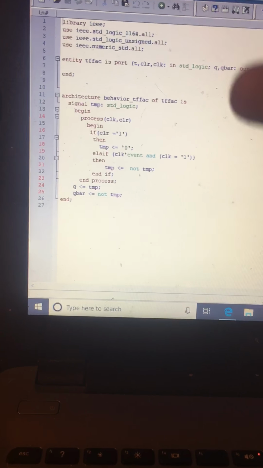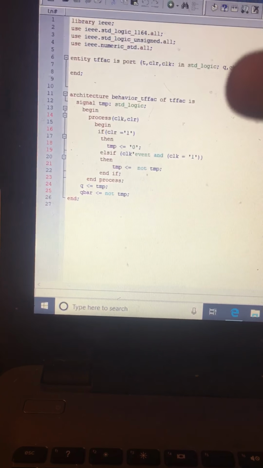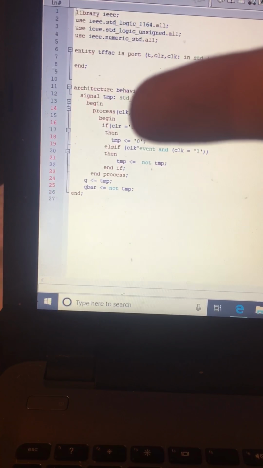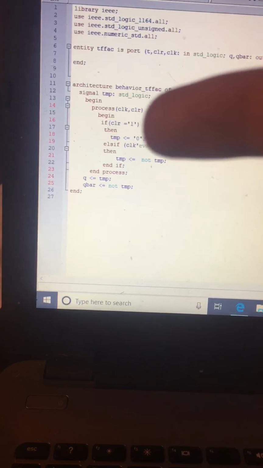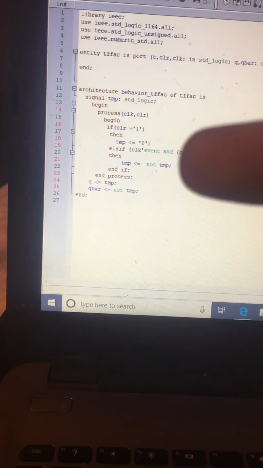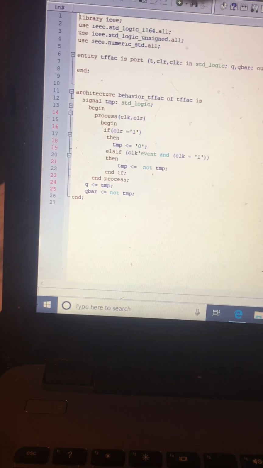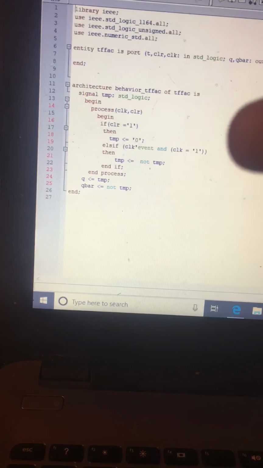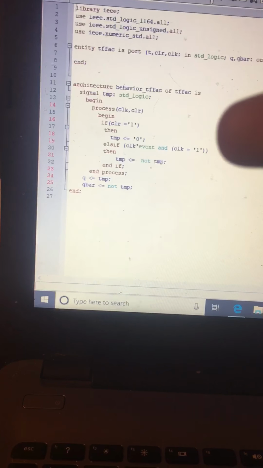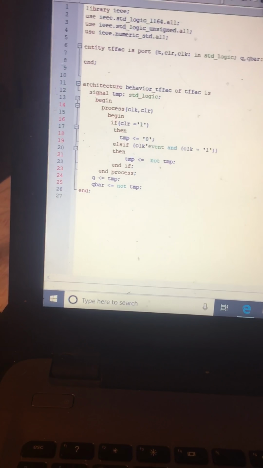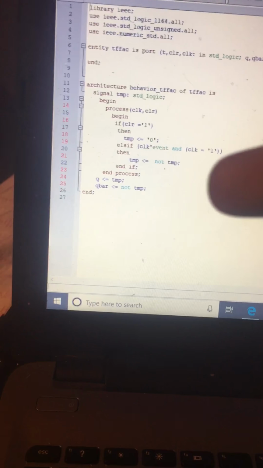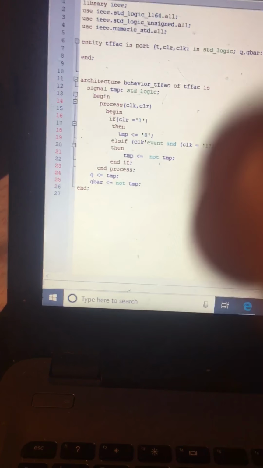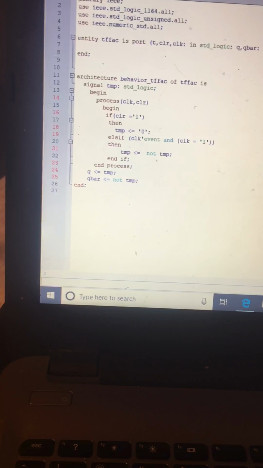And I have a process. Now the process's sensitivity list has clock and clear in it. Now, if clear is 1, then temp is equal to 0. This if statement right here is looking to detect when clear is 1. This else if statement right here is looking to detect the rising edge. And if the rising edge is detected, then temp equals not temp, which means that Q equals not temp.